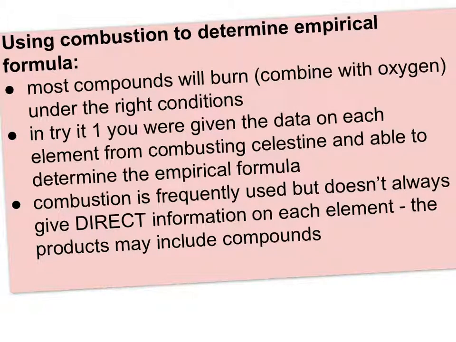At least one of those examples said it was found by combustion. Most compounds will burn or combine with oxygen under the right conditions. If you have the data from combusting something and it tells you how much of each element you have, how much strontium, how much sulfur, we can assume they did some kind of spectral analysis, and then you can assume the remainder is oxygen, that's great. But sometimes combustion yields products that include compounds instead of just elements. Then we have to do a little more work.